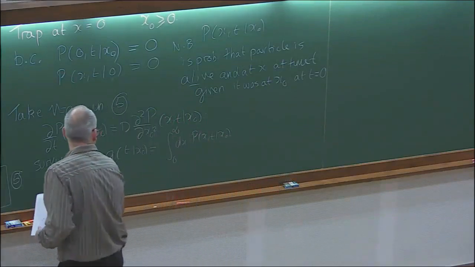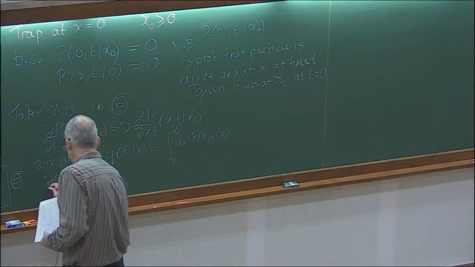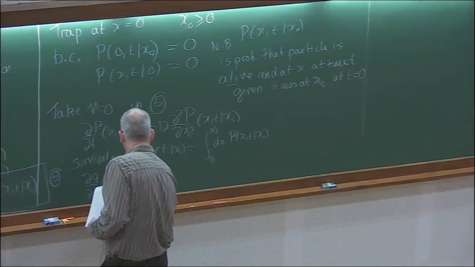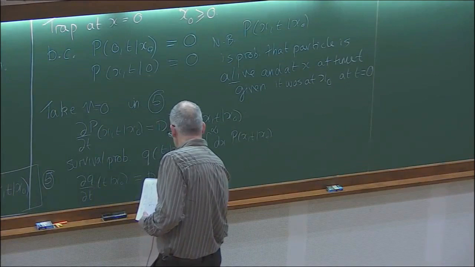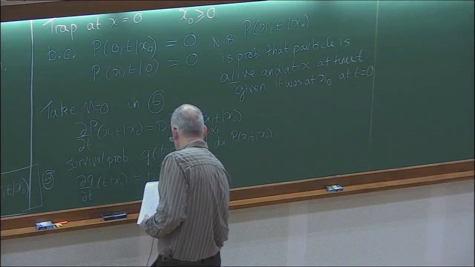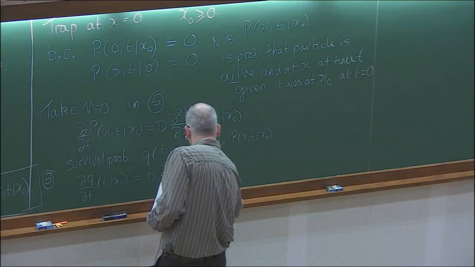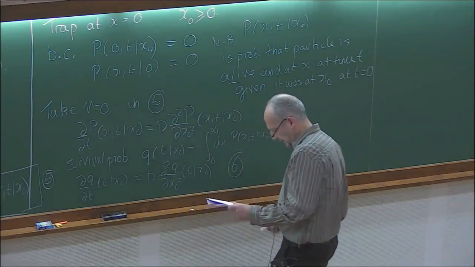So this equation here simply becomes dq by dt, when I integrate out x, equals d squared q by dx naught squared. Okay, so let's make that equation number 6.